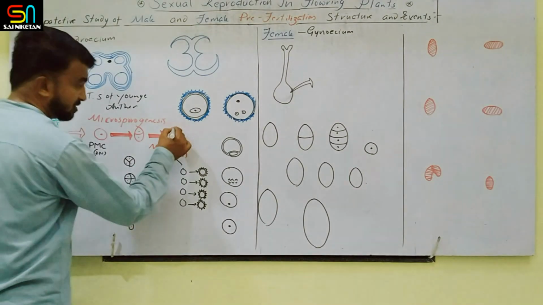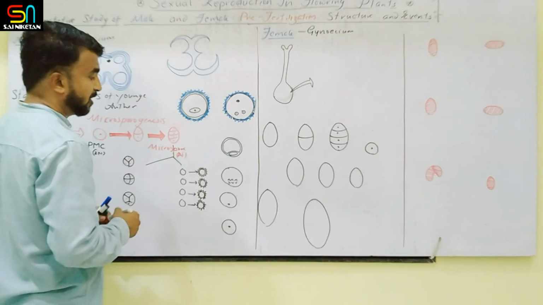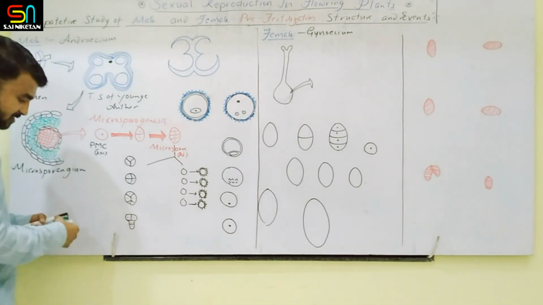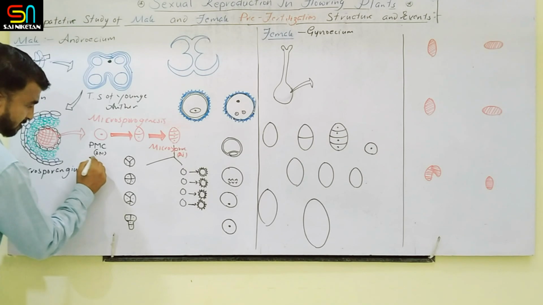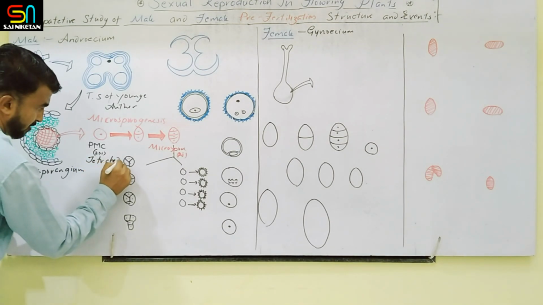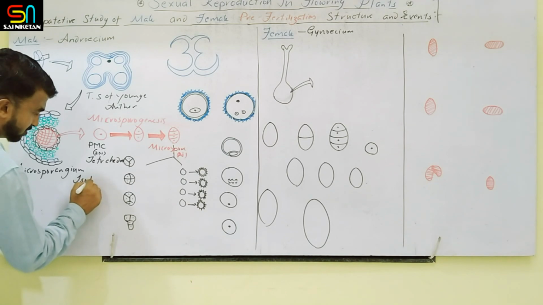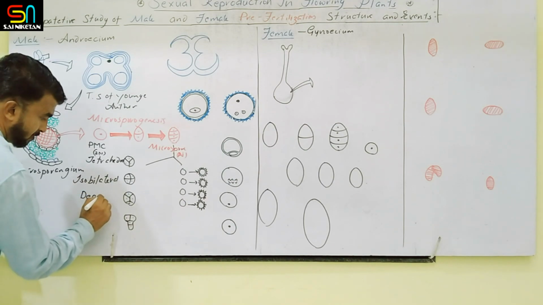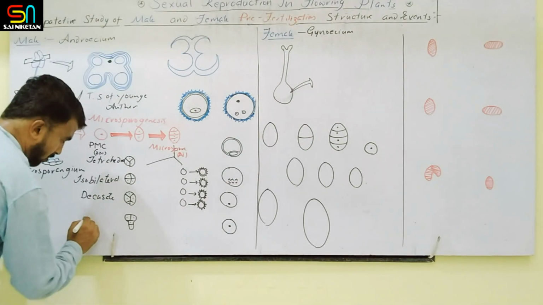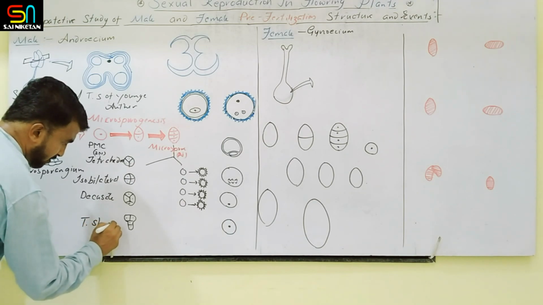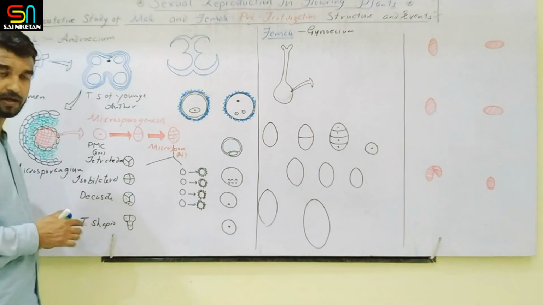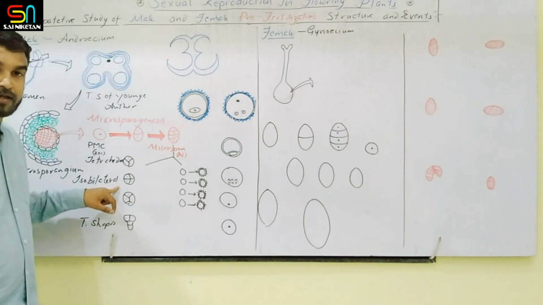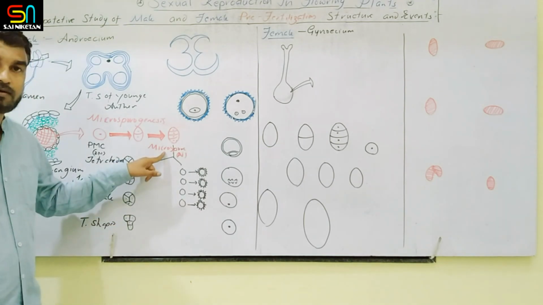Clear? So this is a microspore tetrad. A microspore tetrad is a cluster consisting of 4 microspores. The arrangement of the 4 microspores is any one of these cases: either tetrahedral, isobilateral, decussate, T-shaped, or linear.